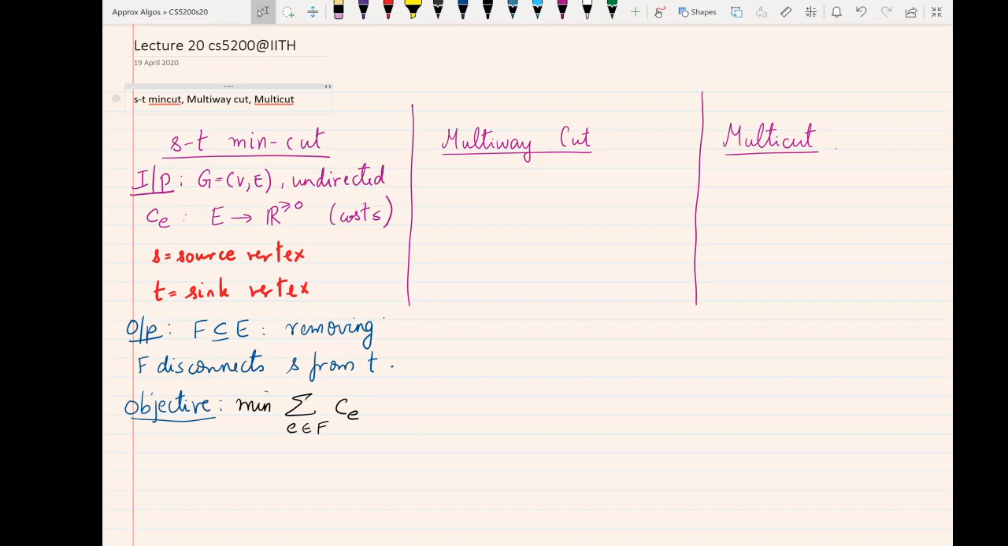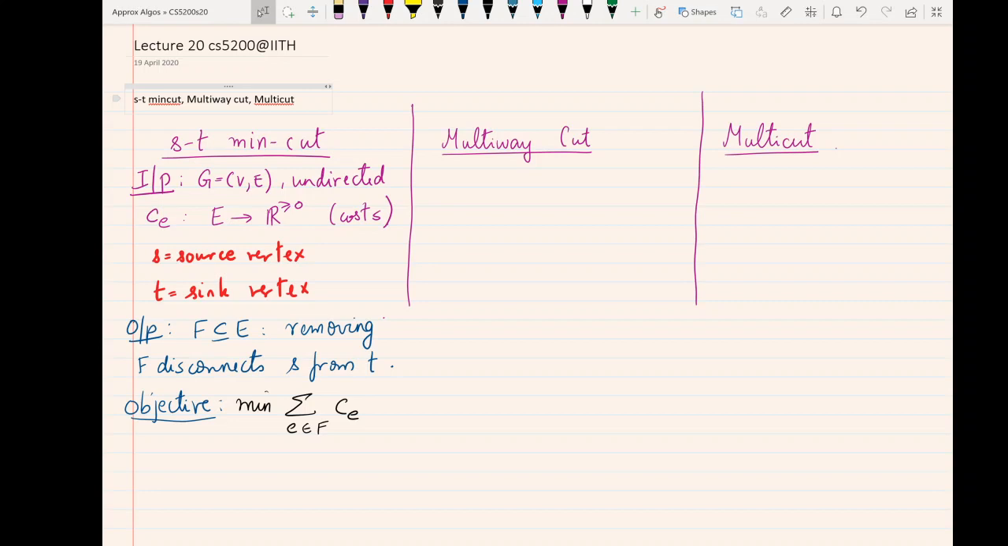So let me define all the three problems that we'll look at beforehand. And this will give you an idea of how each is a generalization of the one that precedes it. Our rounding algorithms will similarly be slightly more involved as we move from left to right in this series of three problems. Now, the ST min-cut problem is something that you've already seen.